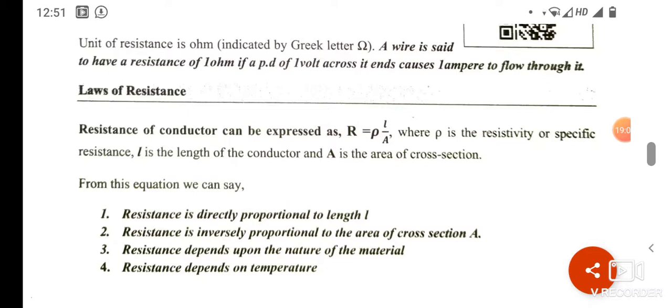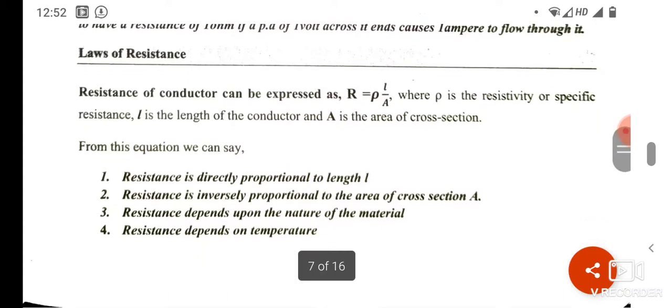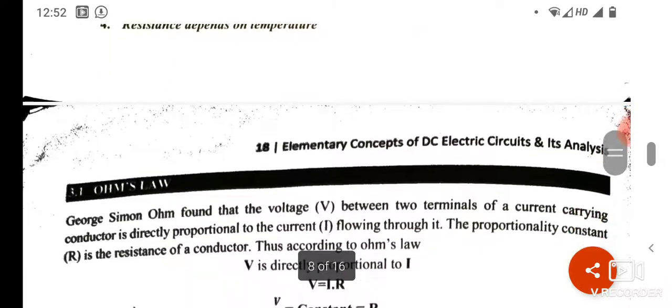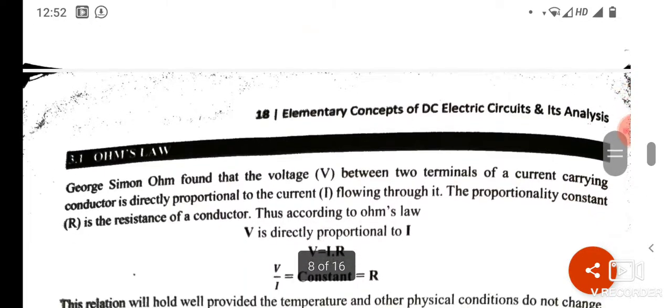So, R is proportional to length L and inversely proportional to the area of cross section of the conductor, capital A. For the proportionality constant, we put a constant known as rho. So R is equal to rho L by A, where rho is called the resistivity of the material, or specific resistance. From the equation we can say resistance is directly proportional to the length L, resistance is inversely proportional to the area of cross section A, resistance depends upon the nature of the material, and it also depends upon the temperature.